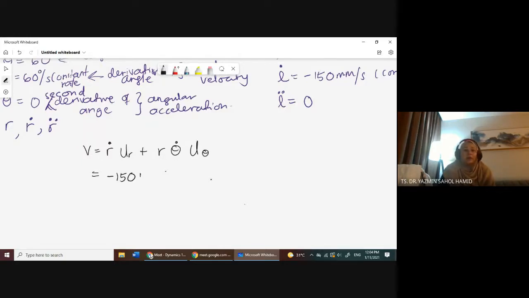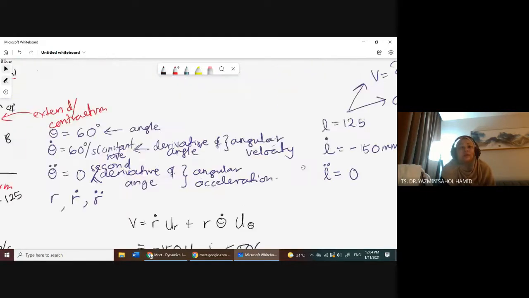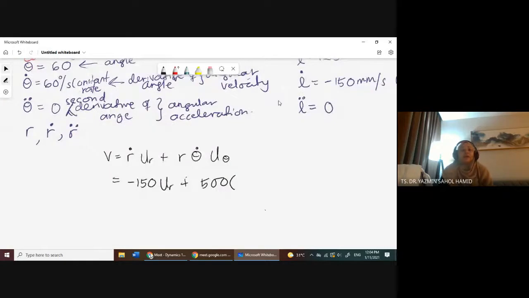Okay. What is our R? Our R is 500. What is our theta dot? Okay. Our theta dot is 60 degrees per second. You must change it to radian. So 60 multiplied by pi divided by 180, because the answer must be in radian. So U theta. So what is 150? Negative 150. UR. So you need to find the velocity.